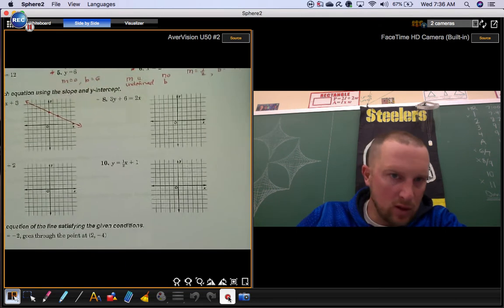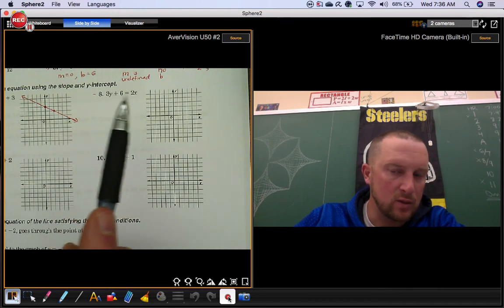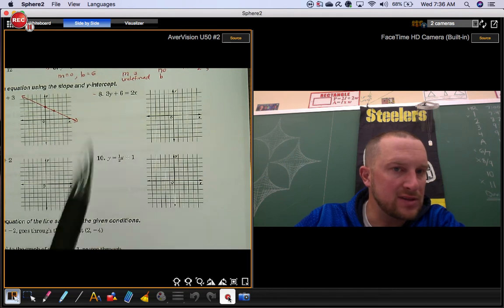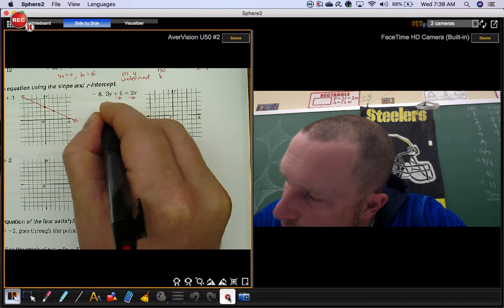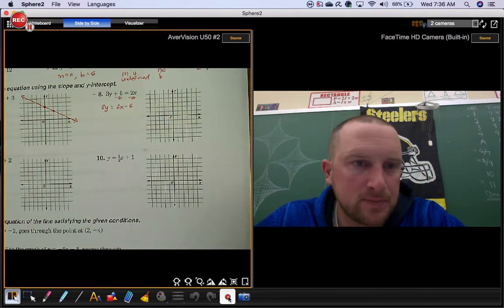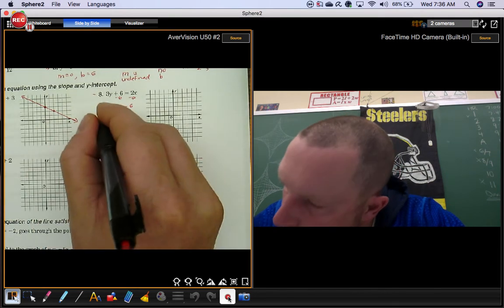Let's look at one where it's not as easy. We don't have this in slope-intercept form, so we need to get it there. Get y by itself, so let's move this 6. I'm going to subtract 6 from both sides. So I'm going to end up with 3y equals 2x minus 6. Then I'm going to divide everything by 3 to get y by itself.